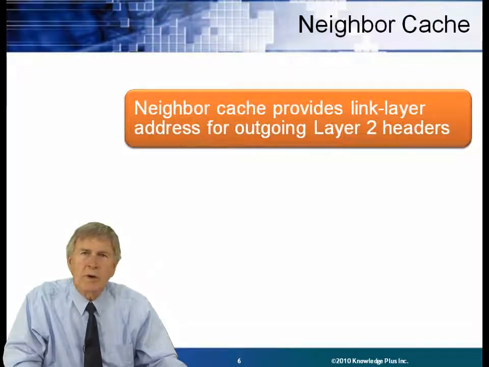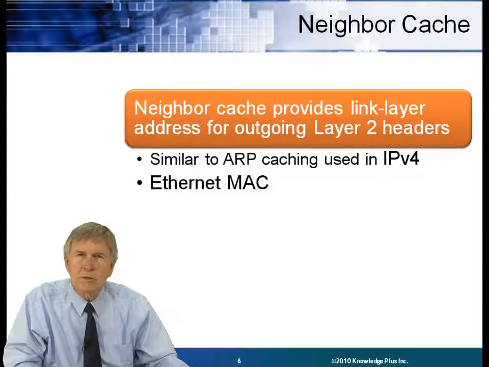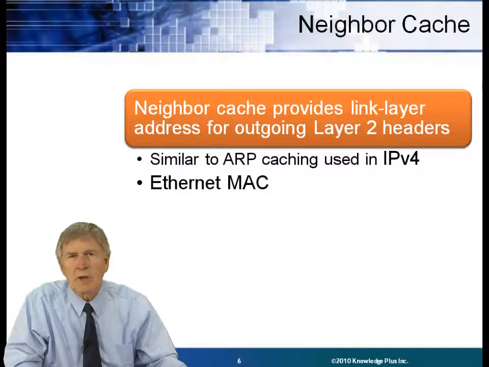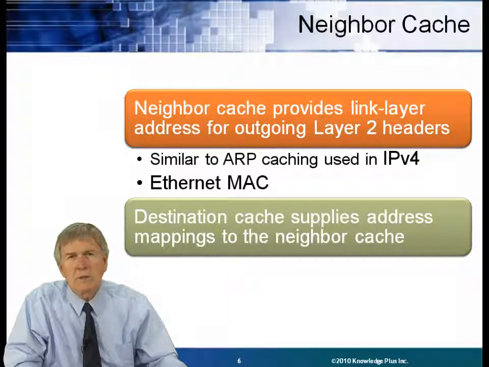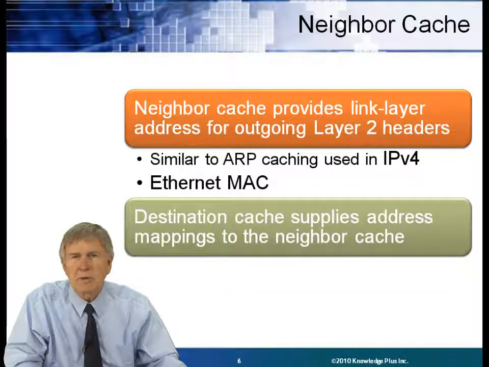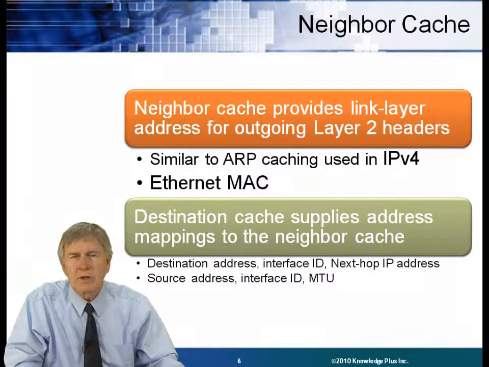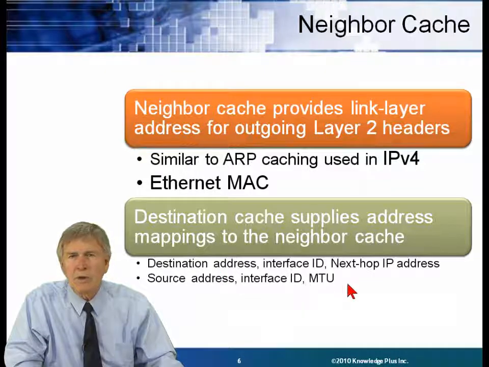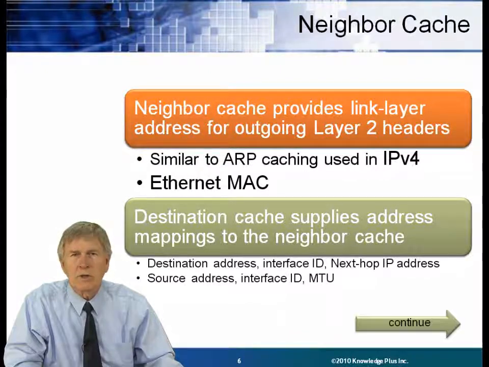The neighbor cache provides link layer addressing for outgoing layer 2 headers, similar to ARP caching used in IPv4. In this case, most often we would have an Ethernet MAC, since most local area network environments are Ethernet based. So the destination cache supplies the address mappings to the neighbor cache. So we have destination address, other information here, interface ID, next hop IP address, source address, interface ID, and MTU. We can see right in here, this is all the information we need to get through the next hop on to the final destination.